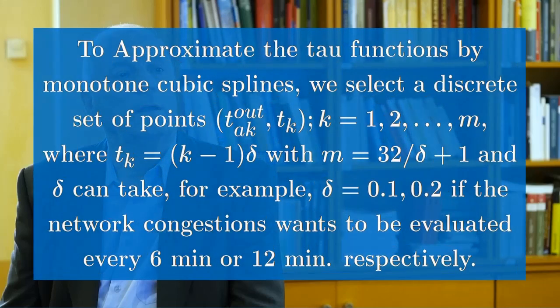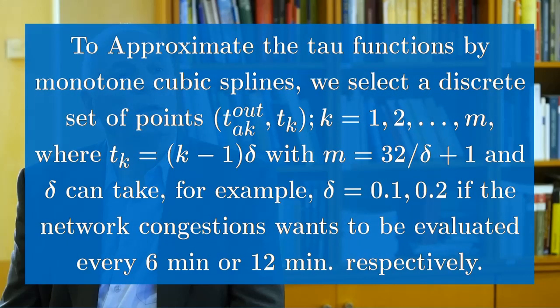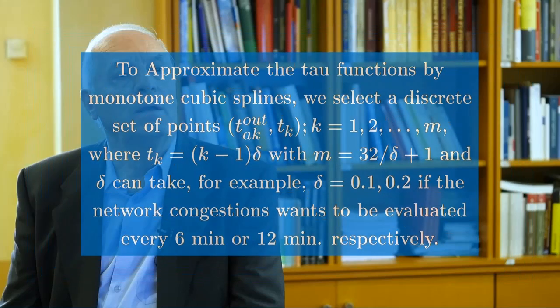To approximate the link travel time curves by monotone cubic splines, we select a discrete set of points, t_k, with k equal to 1, 2, ..., m, where t_k is equal to (k minus 1) delta, with m equal to 32 divided by delta plus 1. Delta can take different values, for example, delta equal to 0.1, 0.2, 0.5, or 1, if the network congestion wants to be evaluated every 6 minutes, 12 minutes, 30 minutes, or 1 hour, respectively.